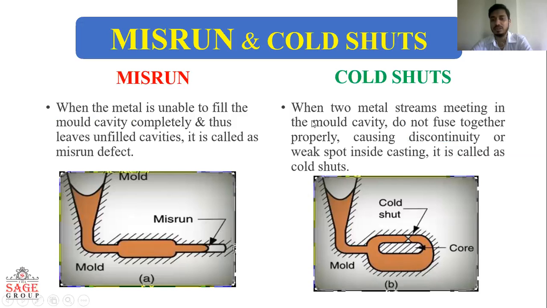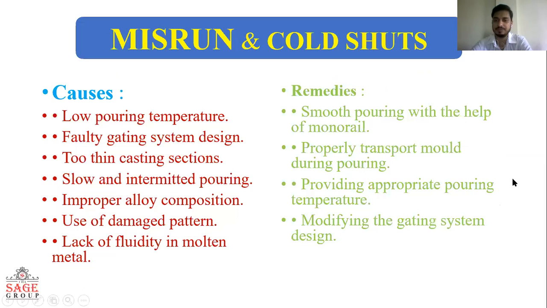And what is a cold shut? When two streams of metal meeting in a mold cavity do not fuse together properly, causing a discontinuity or weak spot inside the casting, it is called a cold shut. This is the diagram where the two streams meeting in the mold cavity are not fused together. This type of defect is called a cold shut, and this is a misrun.